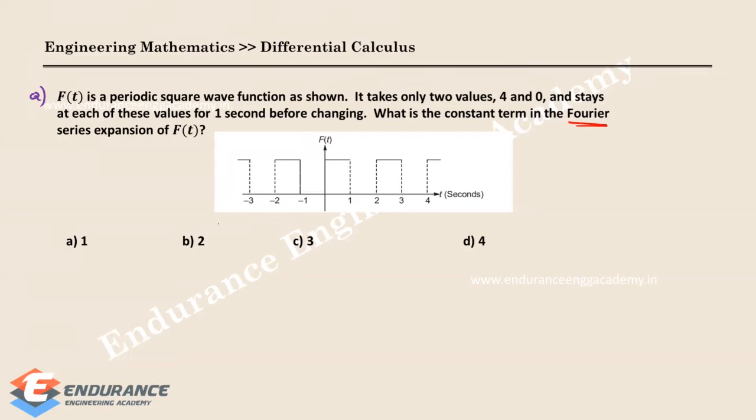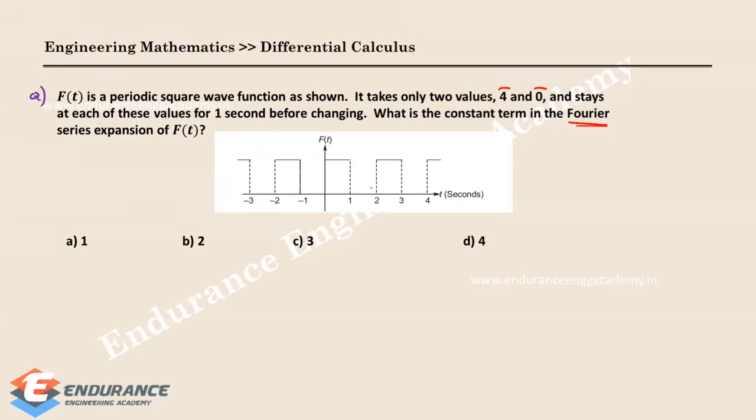Listen, f of t is a periodic square function as shown. It takes only two values, 4 and 0, and stays at each of these values for 1 second. So what it says is that it's a periodic function which takes only two values. One value is 4, and another one is 0. So it is something like this.